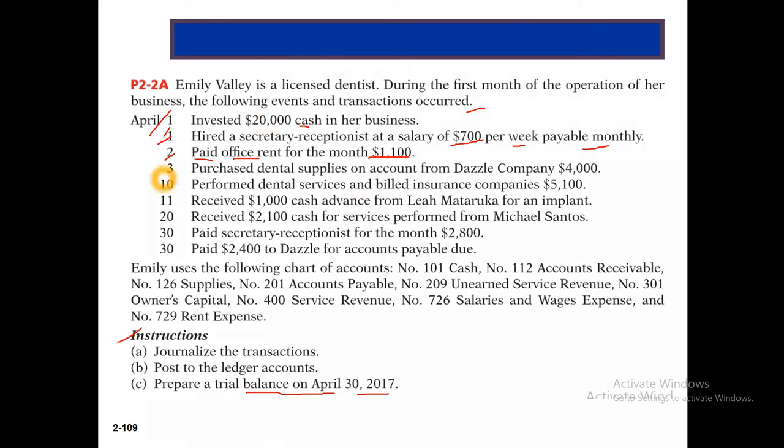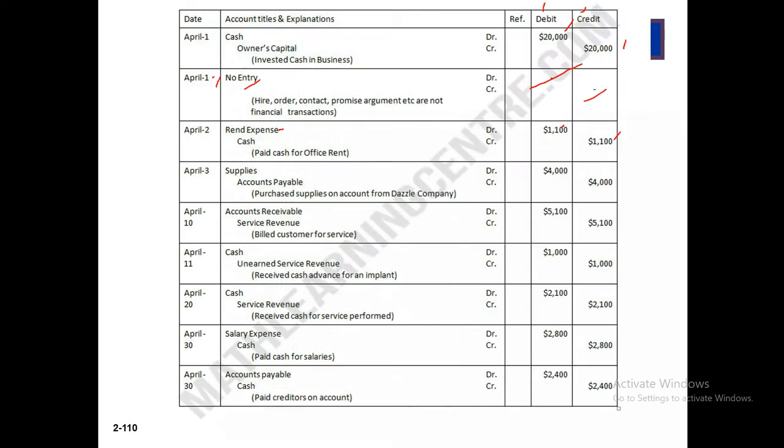April 3, purchase dental supplies on account. The dental supplies, this is equipment, this will be debit, and on account, that means accounts payable will be credit. So supplies debit and accounts payable credit. This debit and this credit figure.